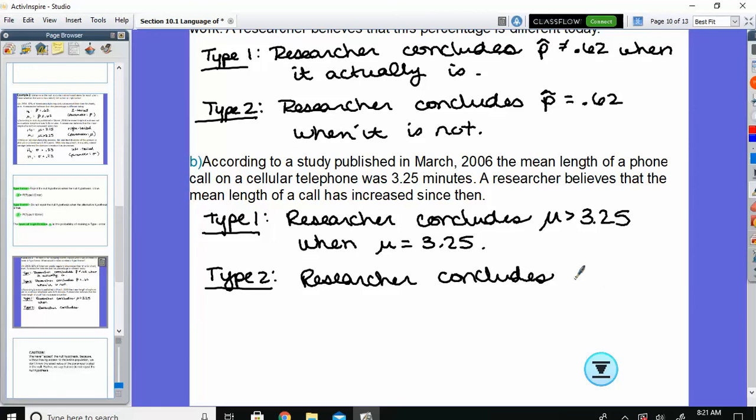Okay, type 2 is when what happens? You accept the null, so we're going to assume that the null hypothesis is true, but actually the alternative is true. So we're going to conclude that the mean is equal to 3.25 when actually the alternative is true, that it is greater than 3.25. You guys see what I'm talking about with these errors? Understand?